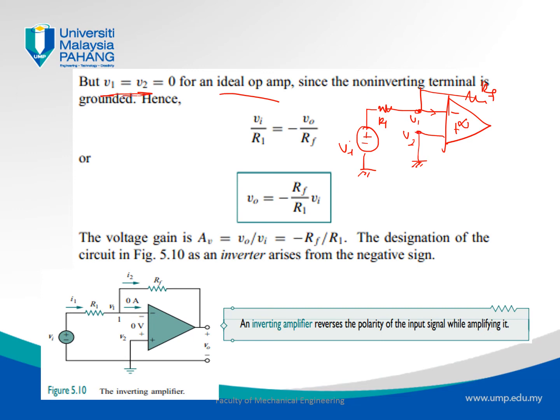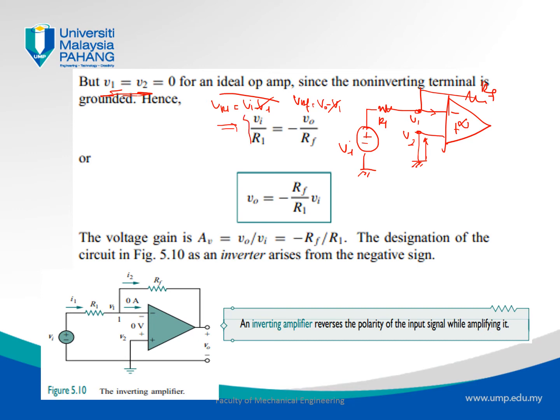And we look at V2, what's the value of V2? V2 is directly connected to the ground, so V2 is 0. Therefore, we have V1 equals V2 equals 0. So what we had previously, where VR1 is basically VI minus V1, we have V1 equals 0, and here we have VRF equals VO minus V1. Here V1 is also 0, right?